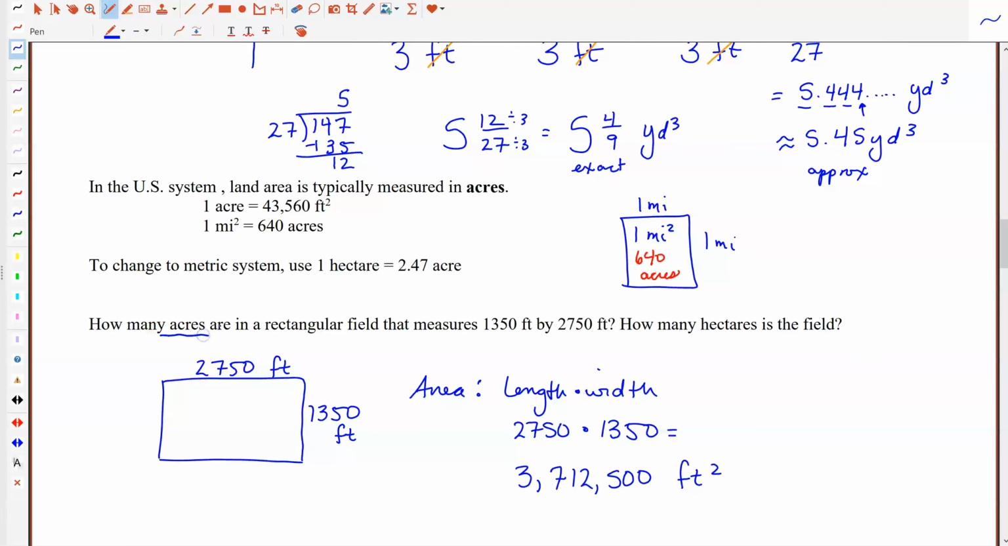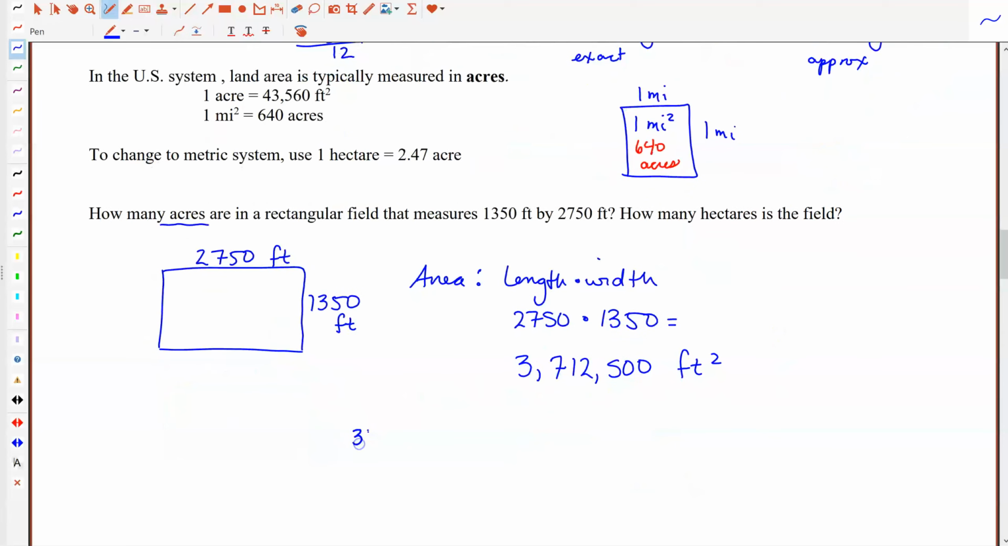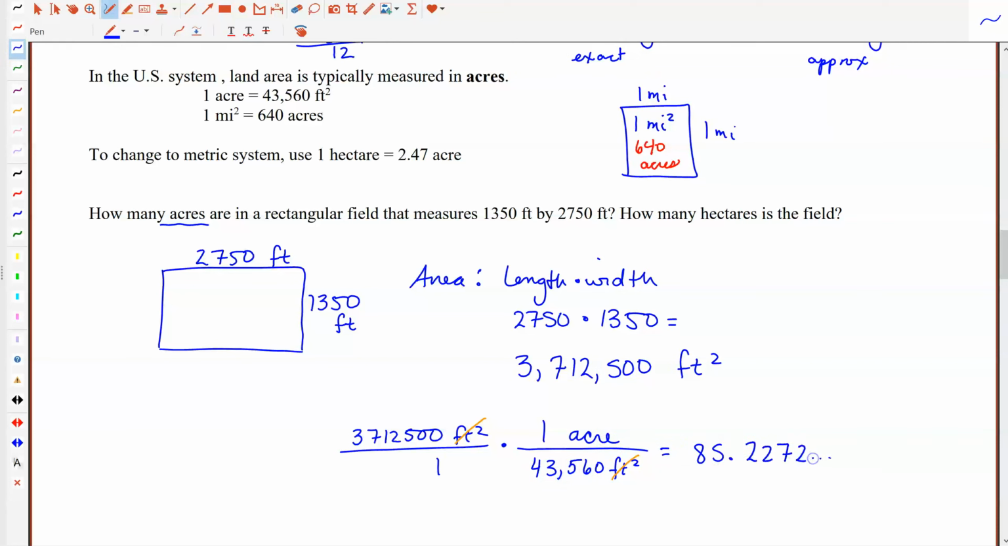Now, if I want to figure out how many acres this is, let's do a conversion. So 3,712,500 square feet, I'll put that over 1. And then the relationship is that there are 43,560 square feet in 1 acre. So the square feet units on the diagonal will cancel. So we'll put in the 3,712,500 divided by 43,560. And in your calculator, you should be getting 85.2272, and then there's some more numbers after that. The units would be in acres.